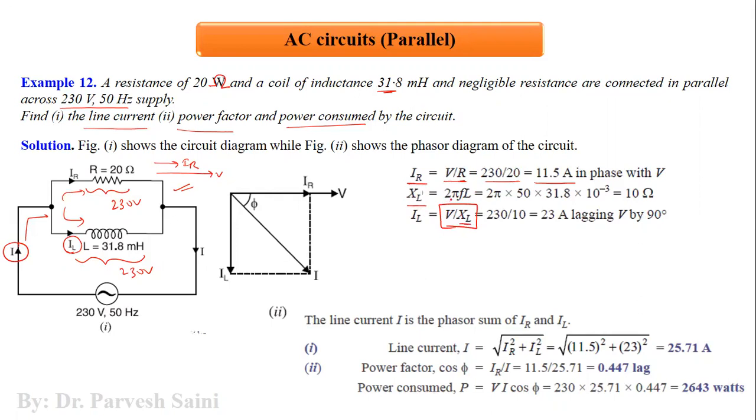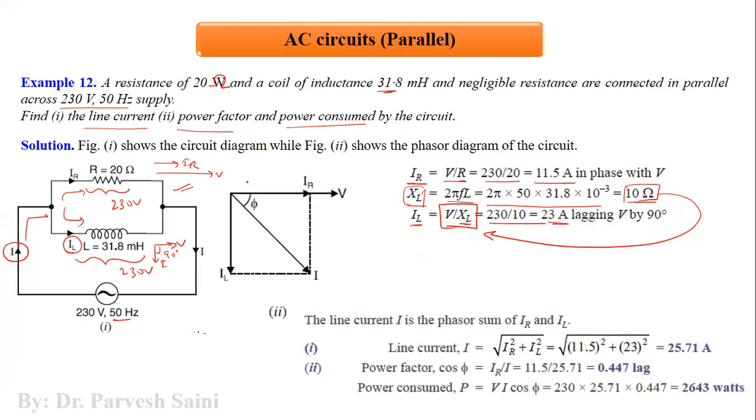So XL is calculated by using the formula 2 pi FL, because the frequency is given, L is given. So we can substitute the values here. So the answer for XL is 10 ohm. So we have substituted the value in this equation, and we have that the current is 23 ampere, and we know that in an inductor, current lags the voltage by 90 degrees, right?